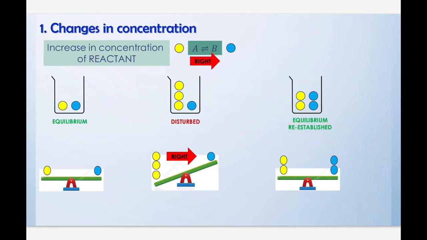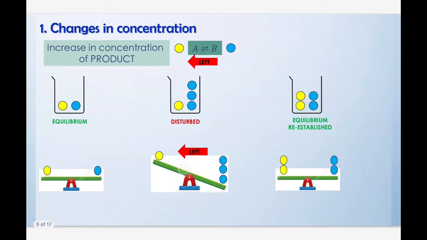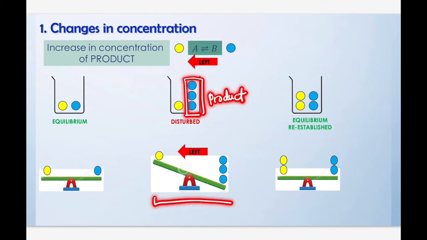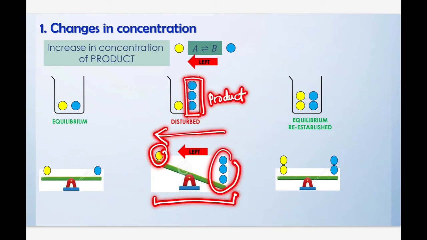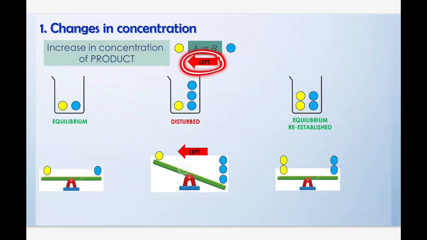Okay, sama juga dengan contoh yang seterusnya. So kita ada equation A will produce B. Okay, so in that beaker A and B is in equilibrium, and then we increase the concentration of the product. So the equilibrium is being disturbed. So what will happen? This reaction will shift to the left and we will produce more reactant so that the equilibrium can be re-established.